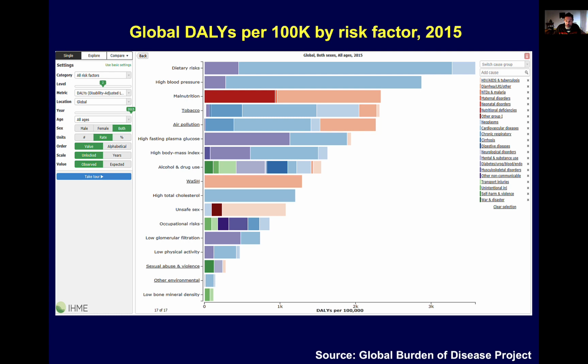And these include, globally, things like malnutrition, tobacco use, air pollution, alcohol and drug use, WASH, which stands for clean water, sanitation, and hygiene, unsafe sex, and sexual abuse and violence.